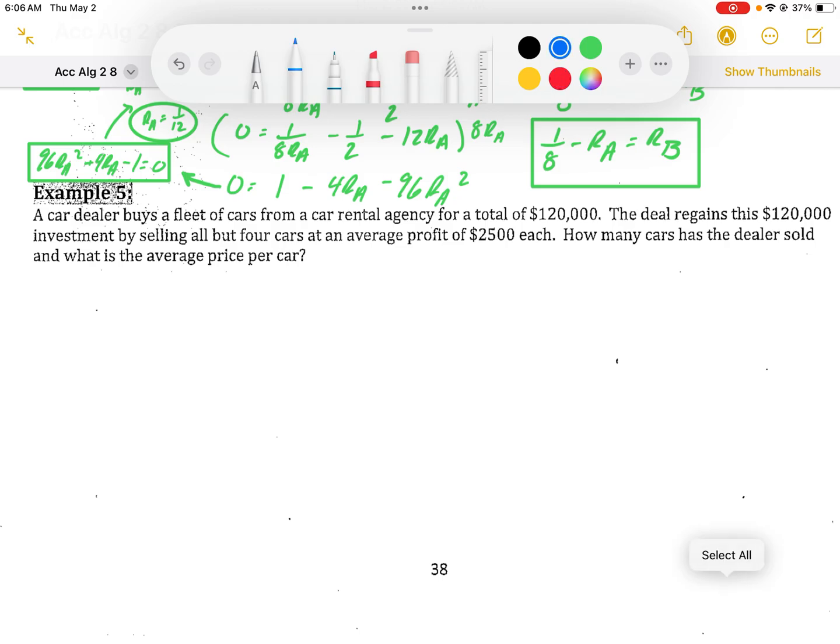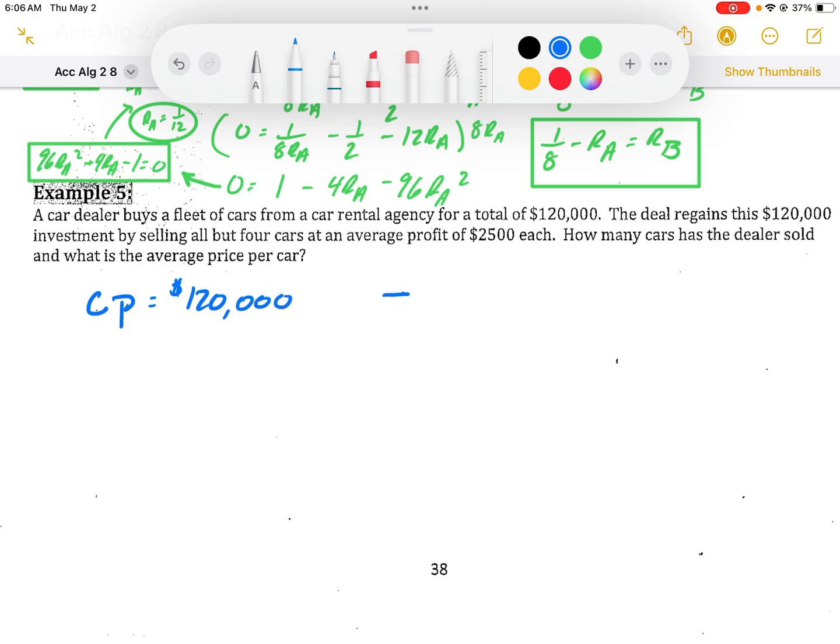Last but not least, we have a car dealer buys a fleet of cars from a car rental agency for a total of $120,000. I'm going to stop there. I think you know where we're going with this. We're going to write the number of cars, that's C, times the price per car, that's P, equals 120,000.